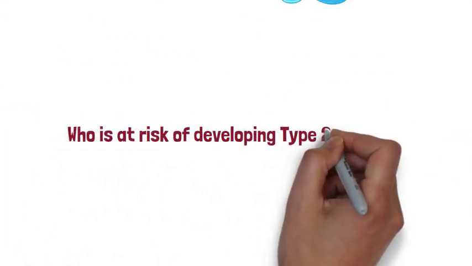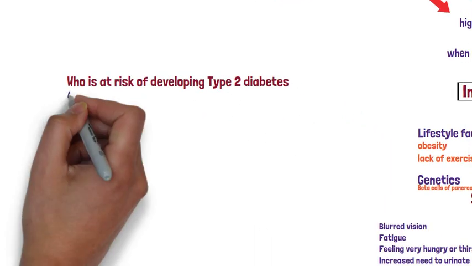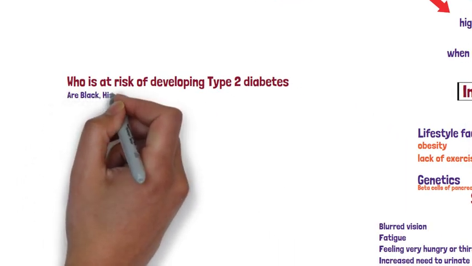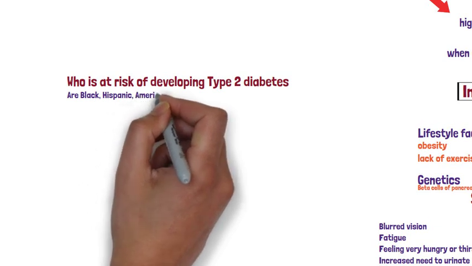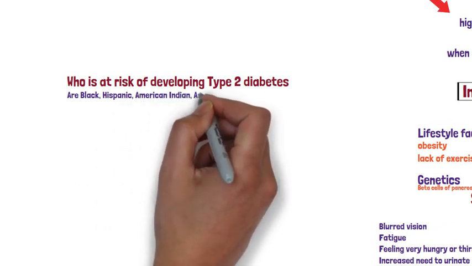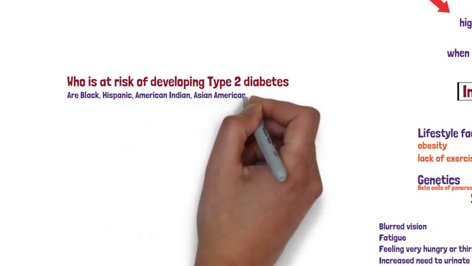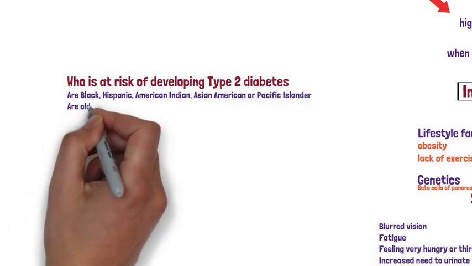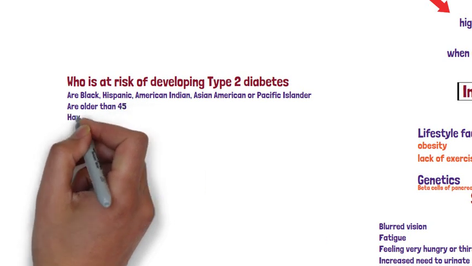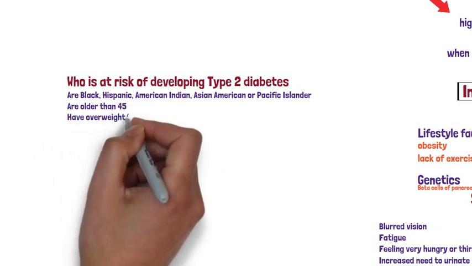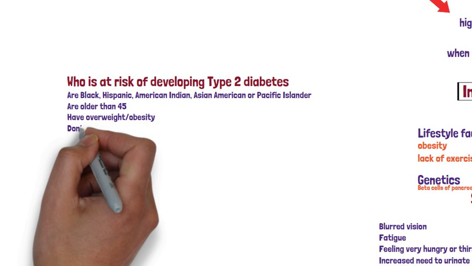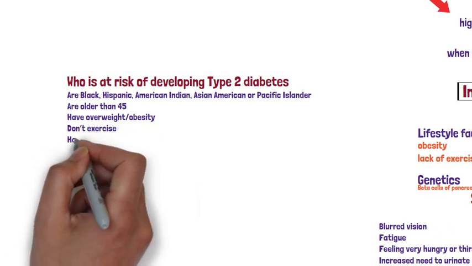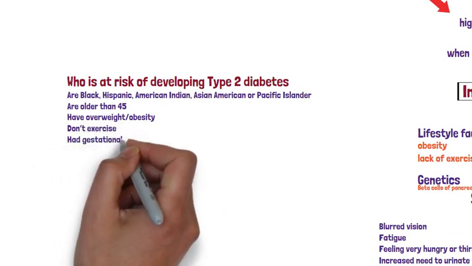And who is at risk of developing type 2 diabetes? If you are Black, or if you are Hispanic, which means your ancestors belong to countries where Spanish is a primary language, and if you are American Indian, Asian American, or belong to the Pacific Islands, or if you are older than 45, you have a greater risk to develop type 2 diabetes.